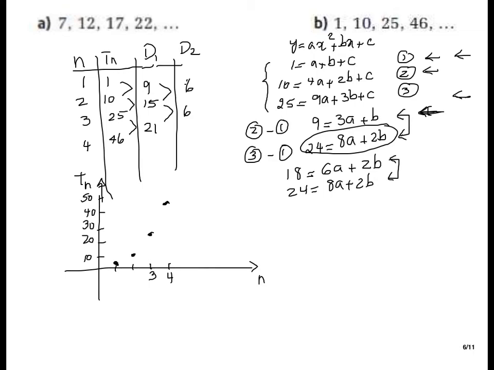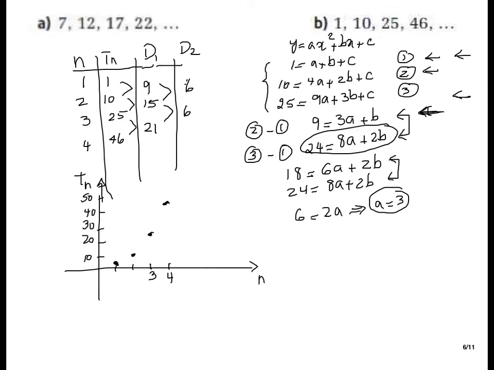So 24 minus 18 is going to give me 6. 8a minus 6a gives me 2a. And 2b minus 2b gives me 0. From here, I divide by 2, so I get a is equal to 3. So I found the first variable, a.